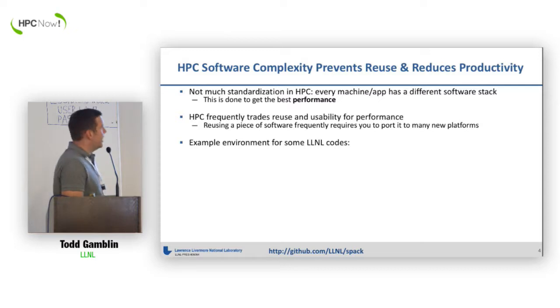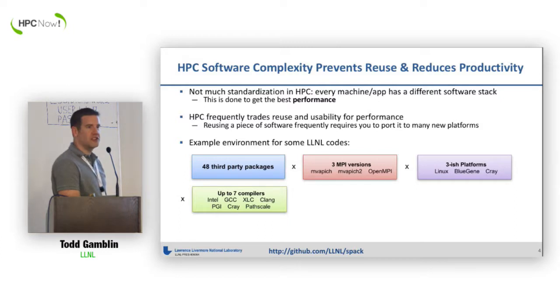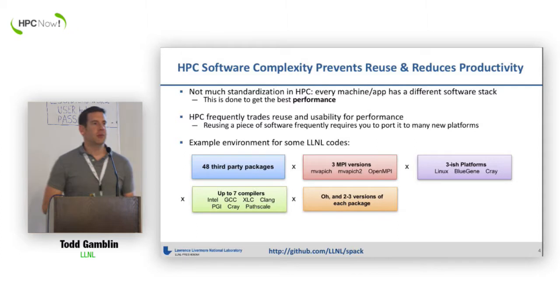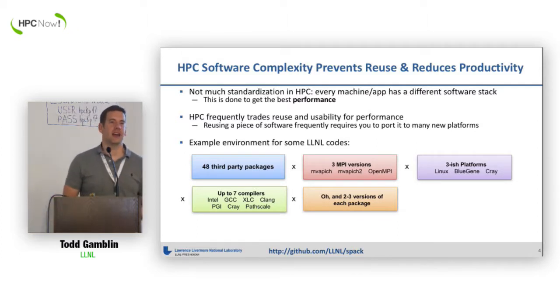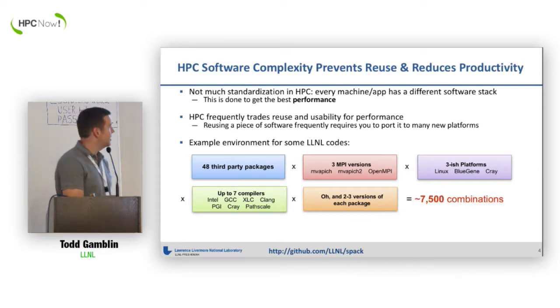So here's why. Our developers are constantly experimenting with their codes. They rely on 48 different third-party packages. This is just for one of Livermore's codes. 3 different MPI versions, 3 platforms, 7-ish compilers that they care about, and maybe 2 or 3 different versions of the different packages, because certain packages are not compatible with other versions of the same package. If you multiply that out, that's like 7,500 different combinations. And if I included more pieces of software that we care about in HPC, it could get even bigger.